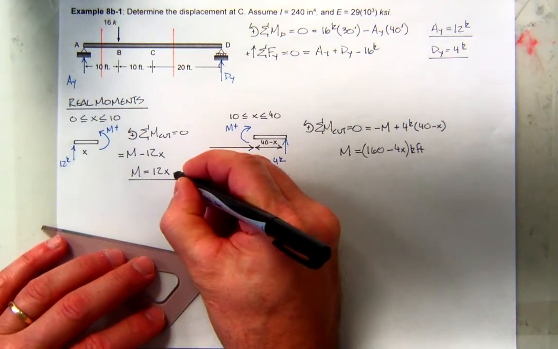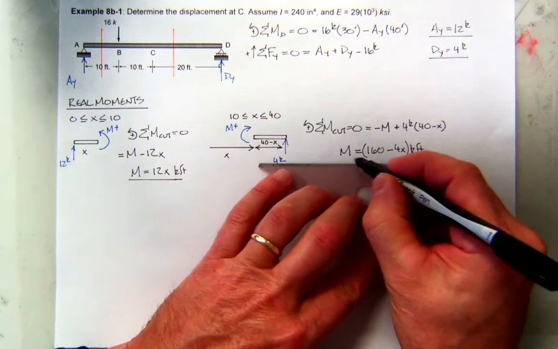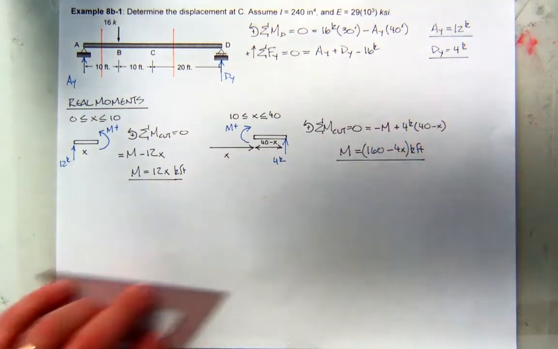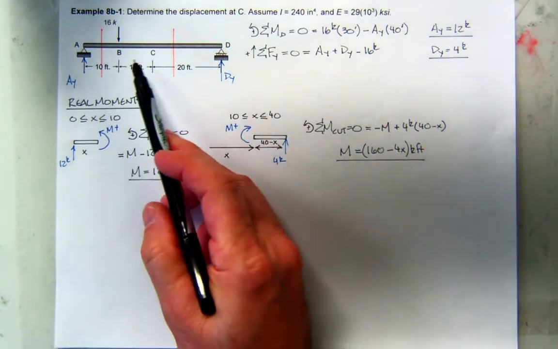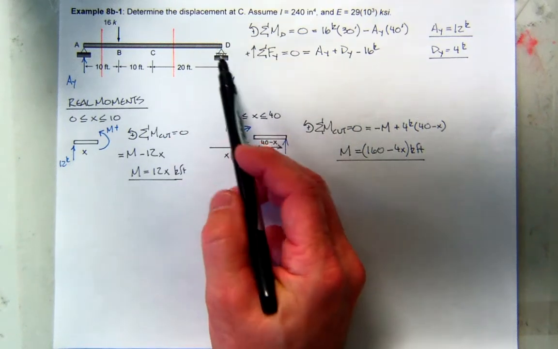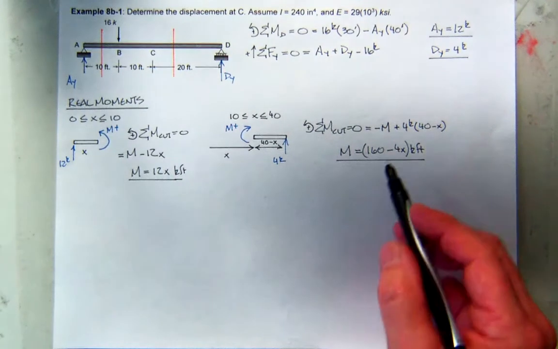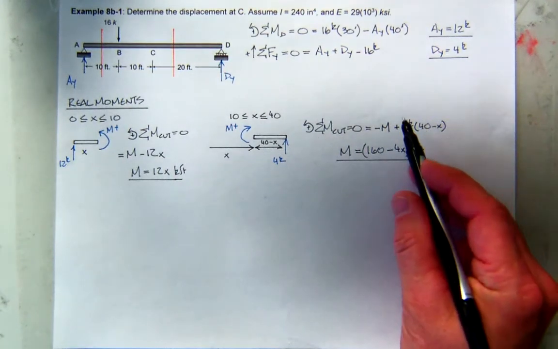And that'll have the units of kip feet. I forgot this over here. This is also kip feet. And then we can check that. Where do I know the moment anywhere between B and D? Well, it looks like at D, it's 0. And of course, that's at x equal 40. You can look right here. If you put in x equal 40, this term cancels out.